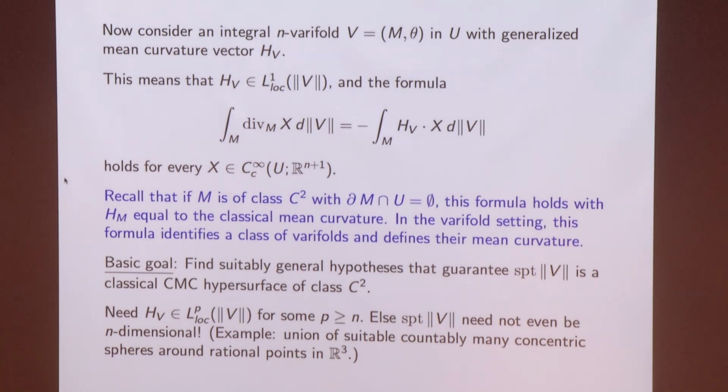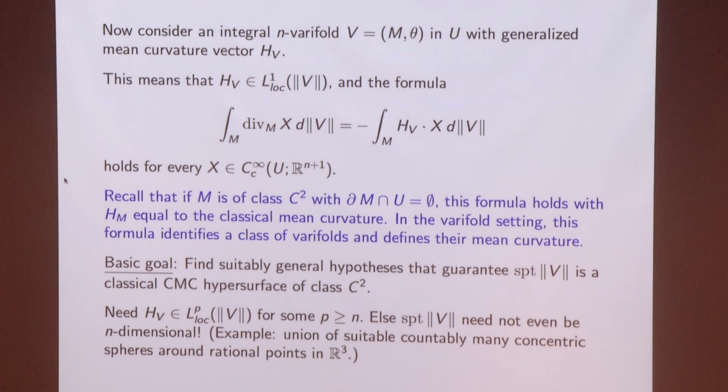can put in a countable number of concentric spheres around rational points in R3, which defines a 2-varifold, but the support of this measure, because it's around every rational point, will end up being the whole space. And what's lacking in that example is that the mean curvature is not in a sufficiently high integrability. It's not L^p for p larger than 2 in that case, I guess.